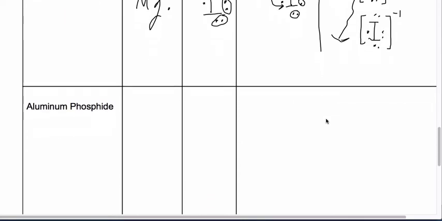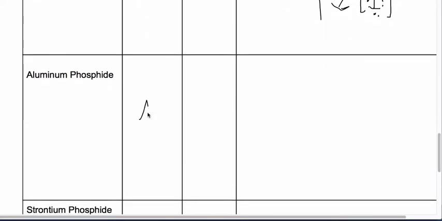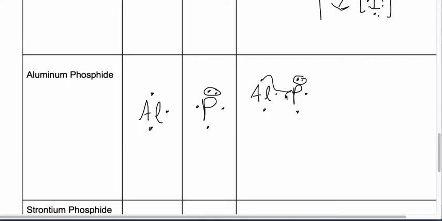Let's try aluminum phosphide. So we know that Al ends in s2p1, so Al is going to have 3. And P ends in s2p3, so it's going to have 5. 1 lone pair. So for the formation, I'm going to draw Al here, and I'm going to draw P here. And I see that these ones want to lose them because it's easier to lose 3 than gain 5. And this one wants to gain them because it's easier to gain 3 than lose 5. And this one's going to go here. This one's going to go here. This one's going to go here.